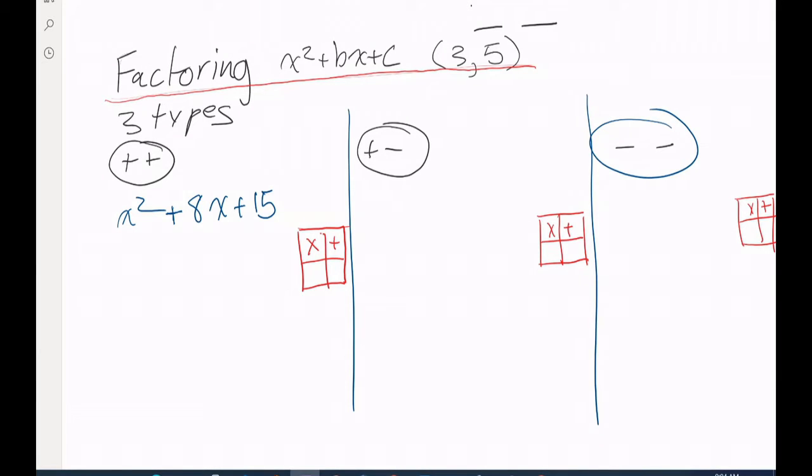x squared plus bx plus c. So an example of this would be three different types. There's ones where we have two pluses in our solution. We have a plus and then a minus in our solution, and then we have a minus and a minus in our solution. So here's what we're going to do.